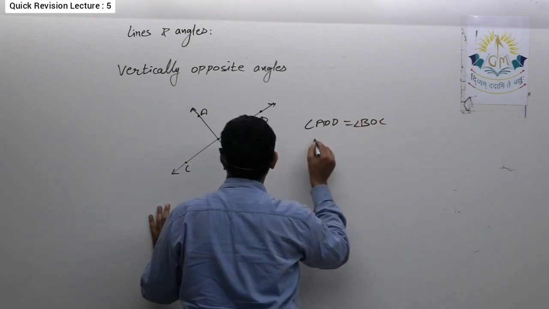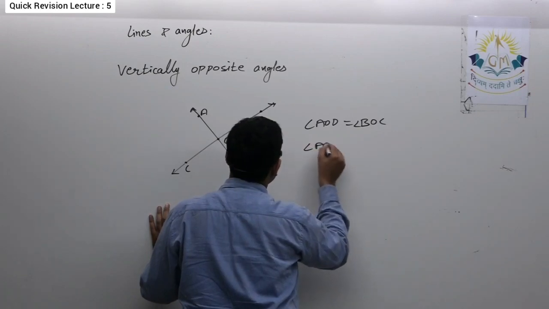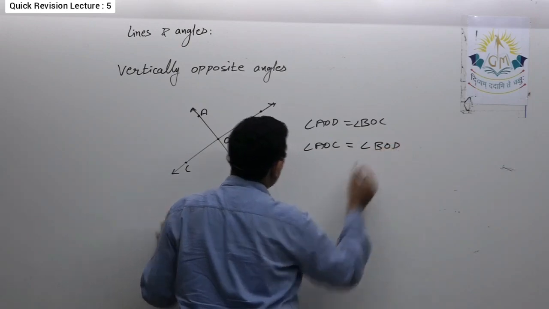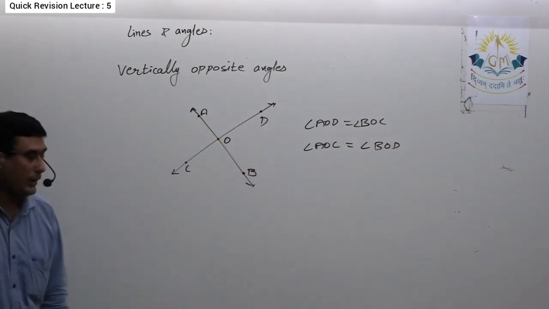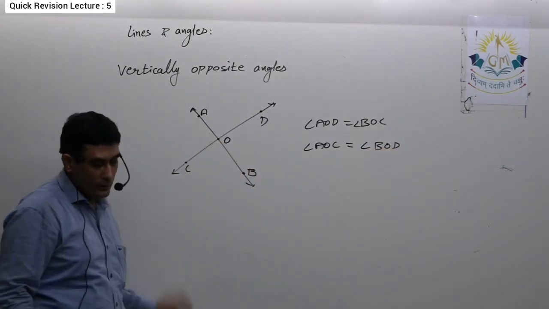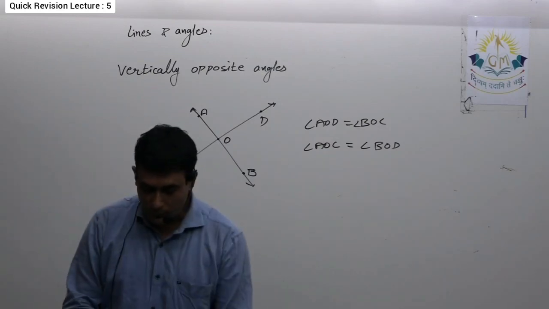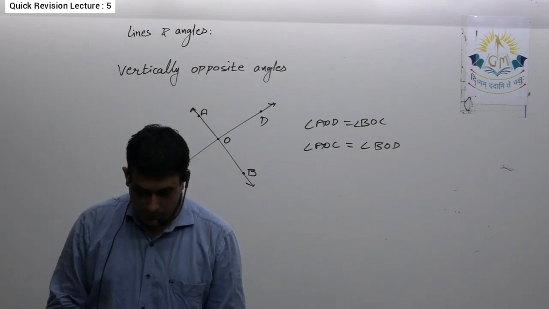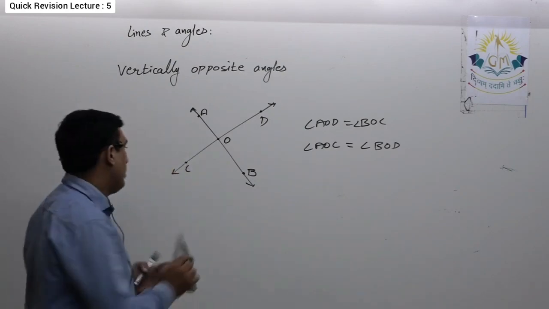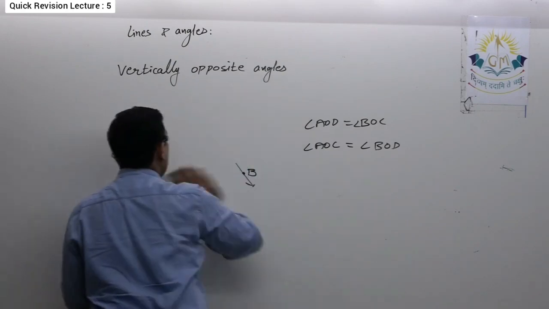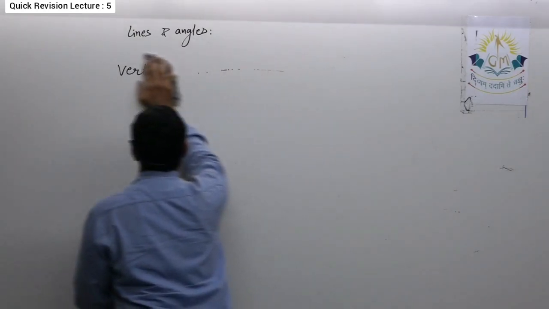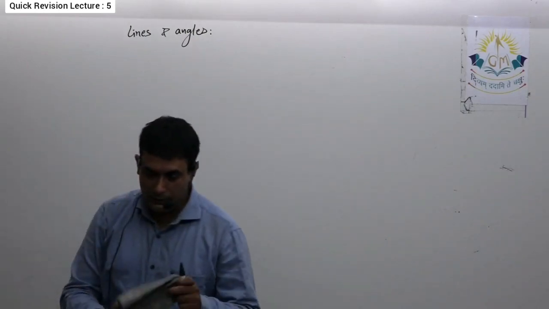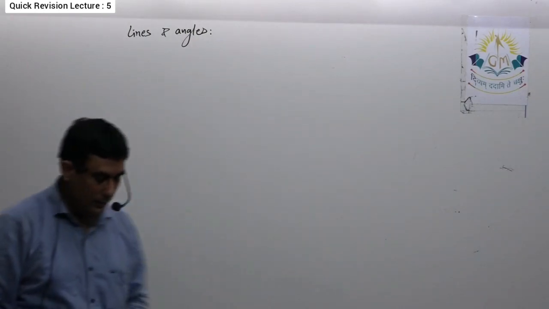and angle AOC is equal to angle BOD. Okay, these are called the vertically opposite angles, and they are equal to each other. So this is all about the types of angles and pair of adjacent angles. Now next we will see angles made by a transversal. Okay, angles made by a transversal.